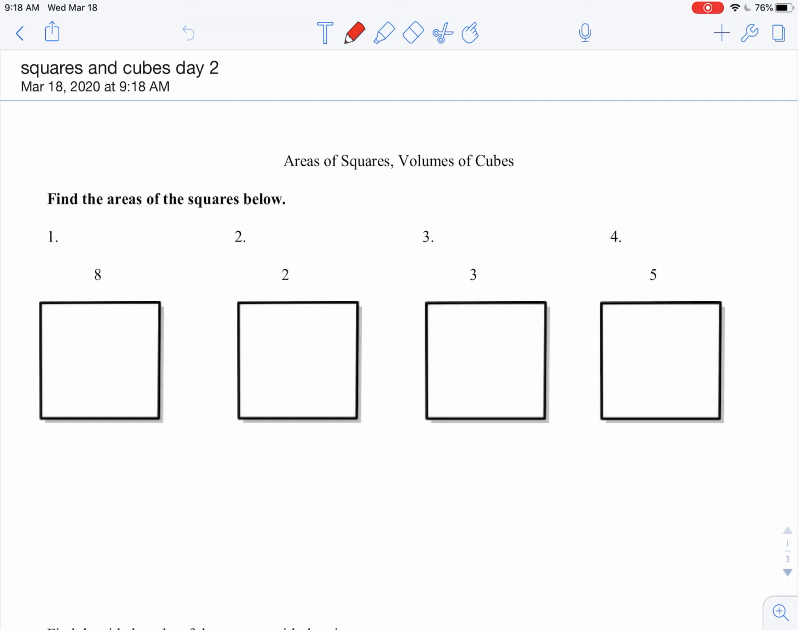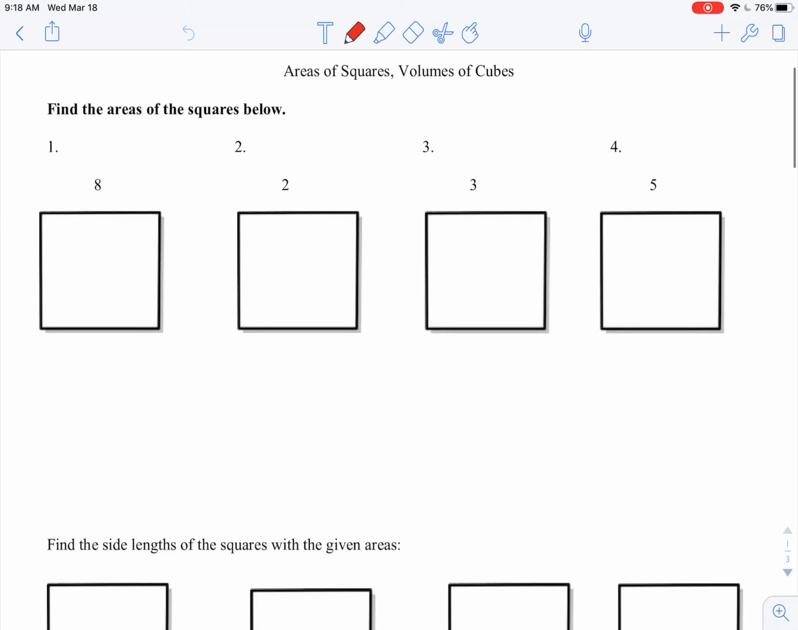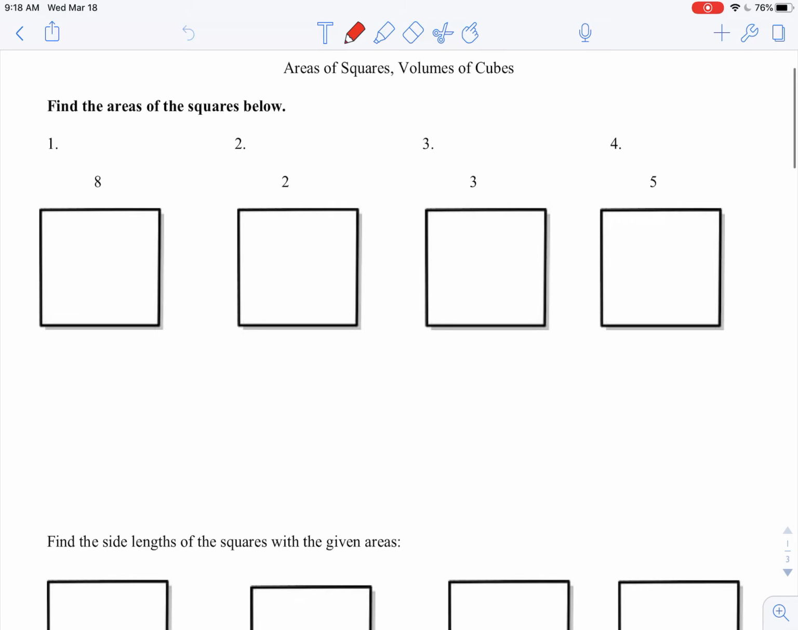We're trying something a little bit different here today. We're going to see if a screen recording video is going to help out at all. So we're going to talk about areas of squares and volumes of cubes.